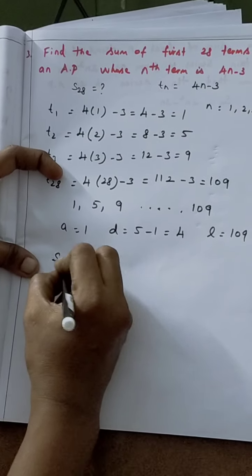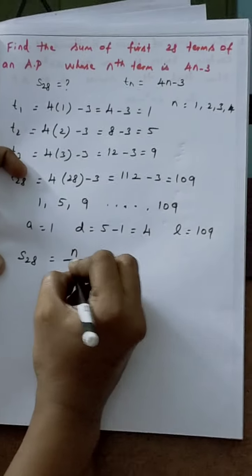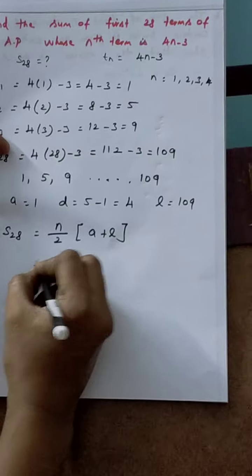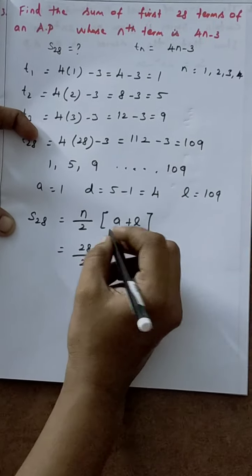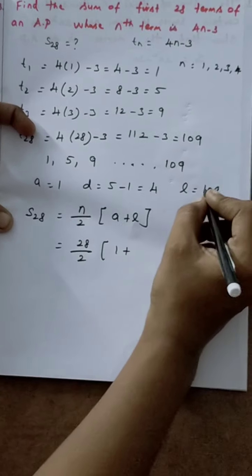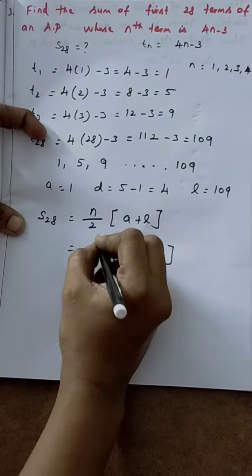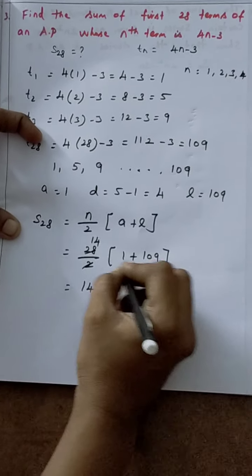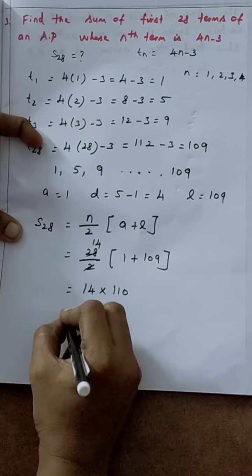So S28 equal to, what is the formula? Last term given means the second formula applies: n by 2 within bracket A plus L. So apply the n value, 28. 28 divided by 2 into A, 1, plus last term 109. Reduce the term: 14. So 14 into 109 plus 1 is 110. So multiply and write the answer.